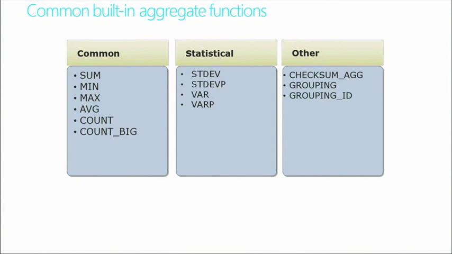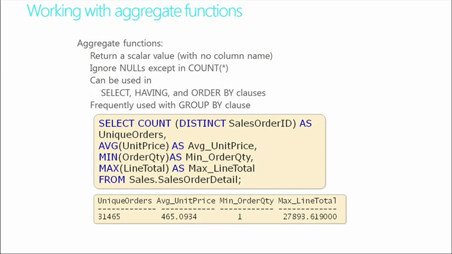There are three categories of these functions. There are the common ones that we'll see, like the sum, the min, the max, the average, the count. We have some statistical ones, and for Friday the 13th, I'm glad I was able to say that: standard deviation, for instance, and we have the var, the varp, and we have some other ones like grouping and grouping ID that are available to us as well. So we have these categories of aggregate functions available to us.